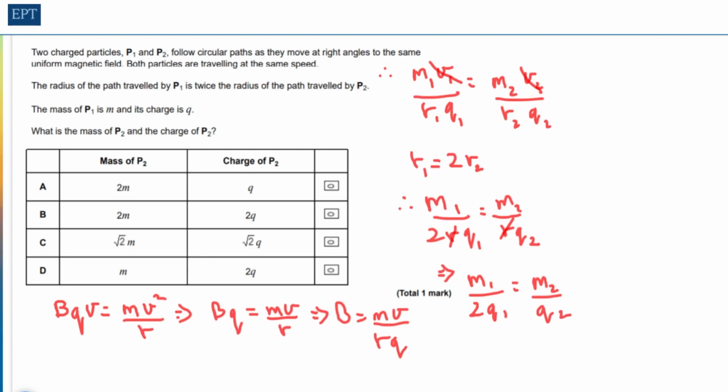This all means then that the mass of particle 2 over the charge of particle 2 is equal to m, which is the mass of particle 1, divided by 2 lots of q, which is the charge on particle P1. So therefore the answer is D.